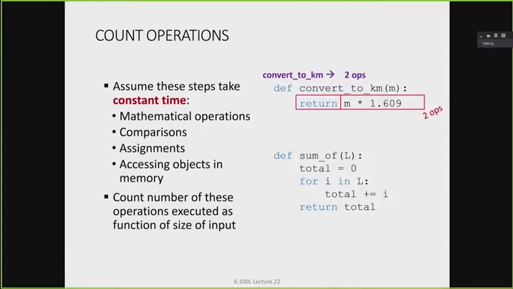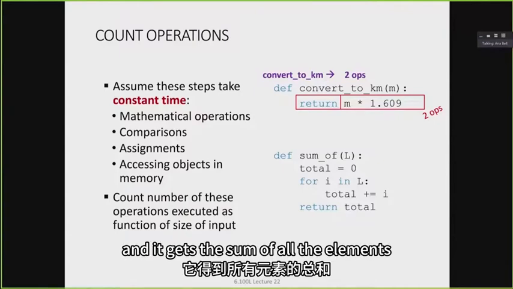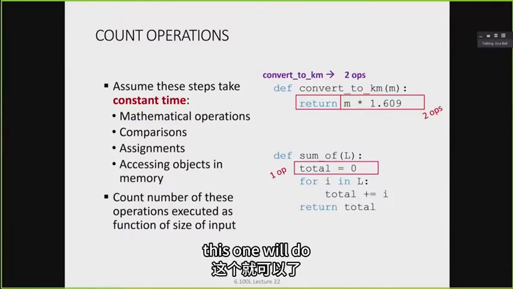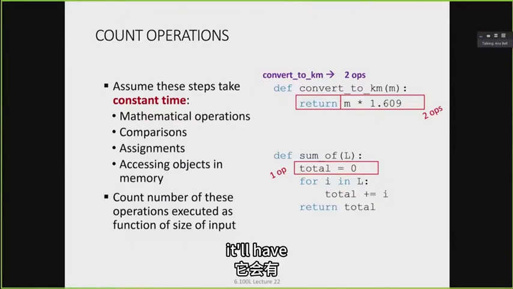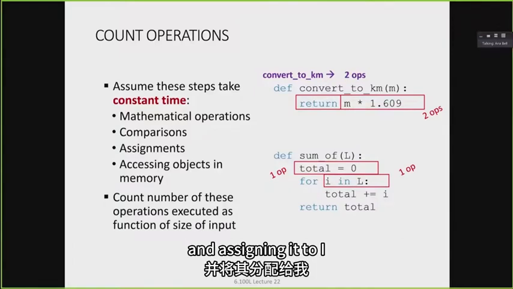The sum function takes in an input list and gets the sum of all the elements. This one will have one operation for doing this assignment. It'll have one operation for grabbing an element in my list L and assigning it to i.